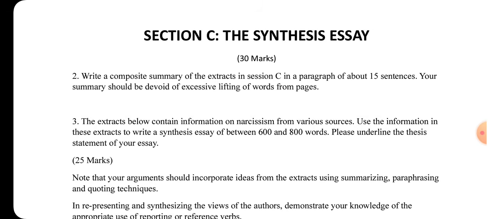I know most of you have really benefited a lot from the previous video, but this one I'm going to make it so simple for you to understand, and also show how to write a summary from multiple sources. That is what we call a composite summary. So we'll take you through the guide, the differences between the normal summary and then a composite summary.